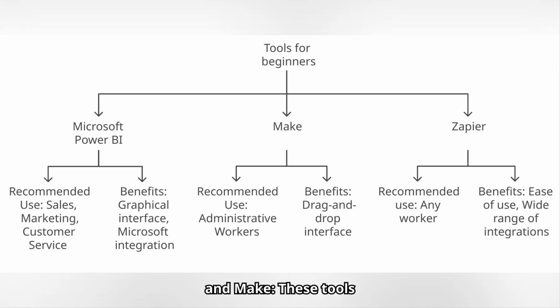Zapier and Make. These tools allow automating workflows between applications such as Google Sheets and Slack, saving time on repetitive tasks. For example, an administrative worker can schedule emails automatically.